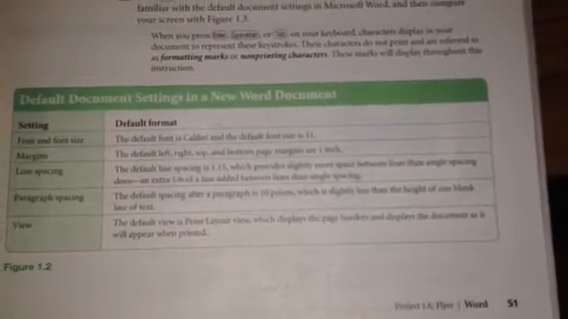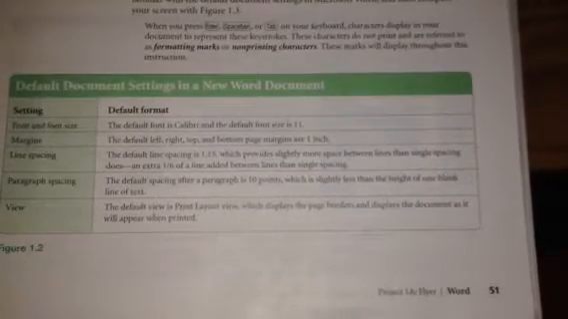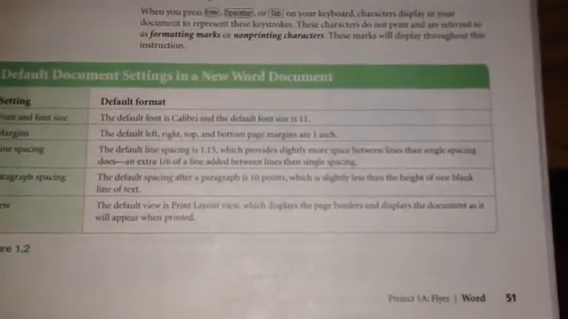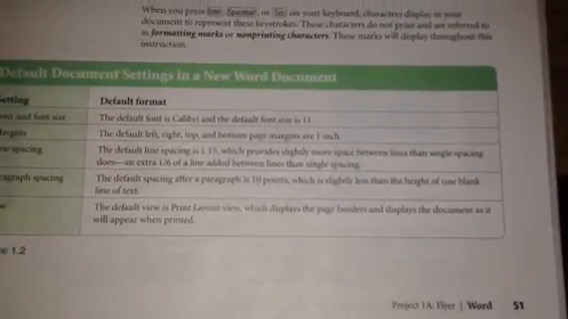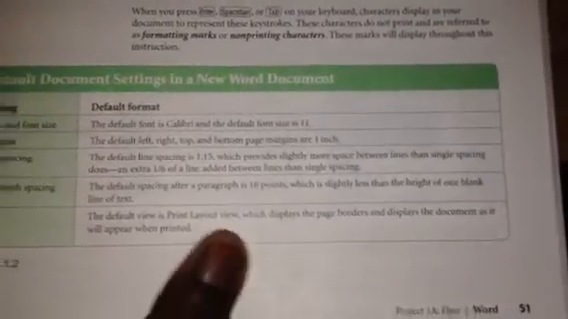Paragraph spacing. The default spacing after a paragraph is 10 points, which is slightly less than the height of one blank line of text. The default view is Print Layout view, which displays the page border and displays the document as it will appear when printed.